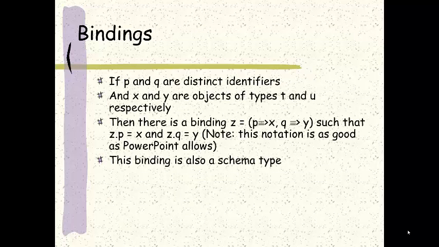Bindings. If p and q are distinct identifiers and x and y are objects of type T and U respectively, then there's a binding z equal to p gets assigned to x and q gets assigned to y, such that z.p is equal to x and z.q is equal to y. And the binding is also a schema type. These are used in operations in Z which allow instances of a schema to be regarded as mathematical objects in their own right. They can also be used to describe the meaning of predicate parts of schemas, and if you want to view this in terms of procedural programming, then it's a bit like instantiating a variable.